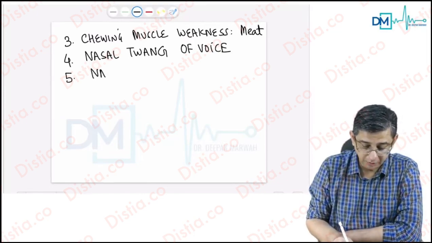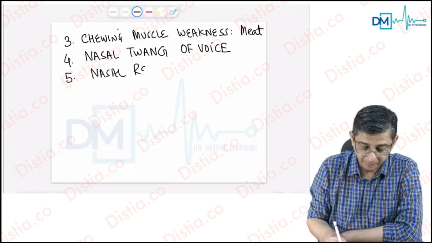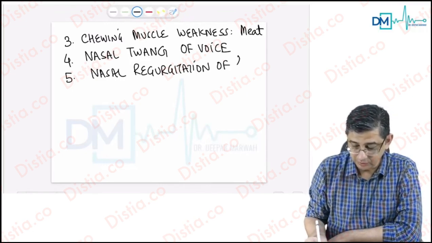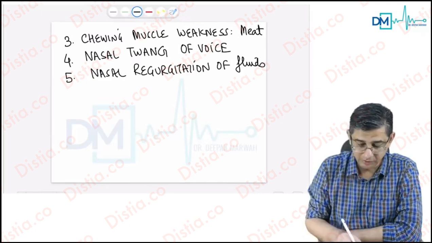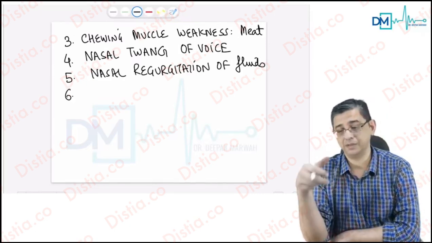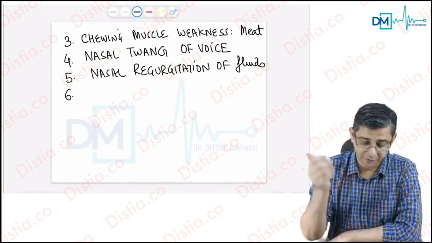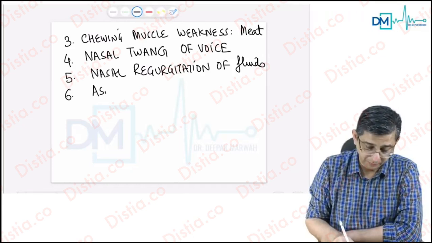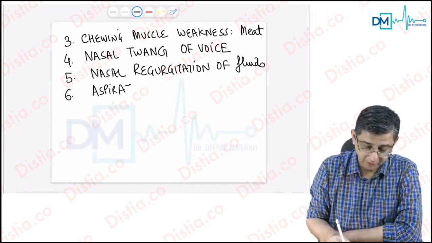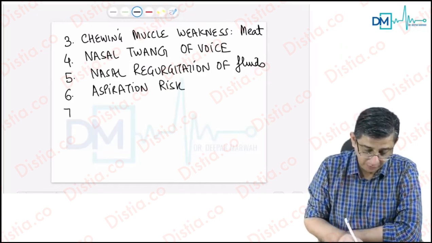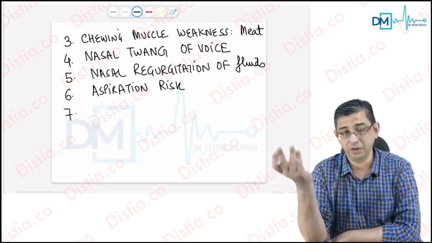Similarly, there can be nasal regurgitation of fluids. When the person drinks water, coke, whatever, it might come out of the nose. Like this person had to rush to college because the patient was late, and then tried to drink milk and it started coming out of the nose, and the risk of aspiration is very much there. Especially in myasthenic crisis, aspiration risk will be so high that you will have to admit the patient to the intensive care unit and manage the patient conservatively.